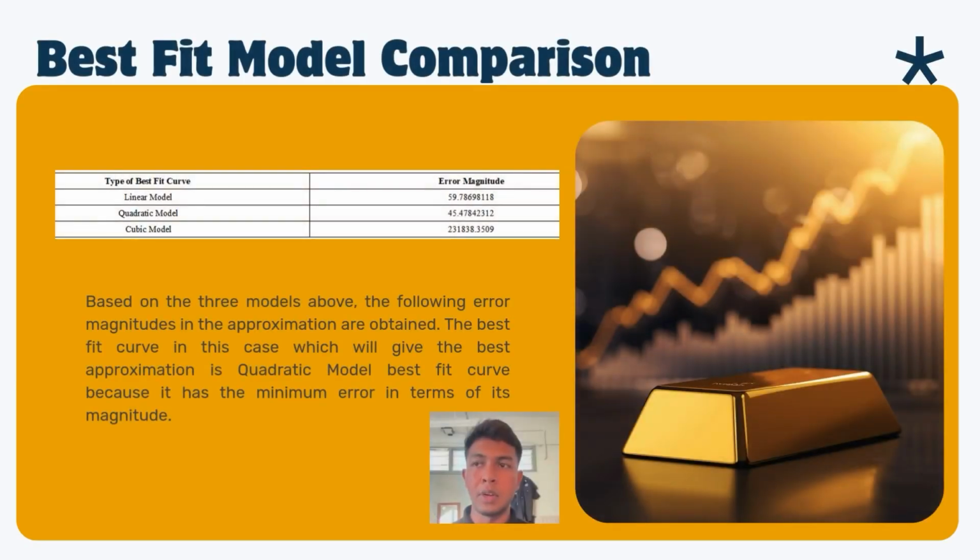Model comparison. Okay, here we have 3 types of model: the linear model, quadratic model, and cubic model. For the linear model, the error magnitude is 59.78. For the quadratic model, the error magnitude is 45.47, and for the cubic model, the error magnitude is 231838.35. Based on the three models above, the error magnitudes in the correct approximation are obtained. The best fit curve in this case, which will give the best approximation, is the quadratic model best fit curve because it has the minimum error in terms of its magnitude.